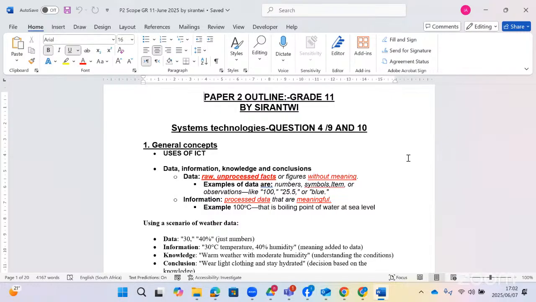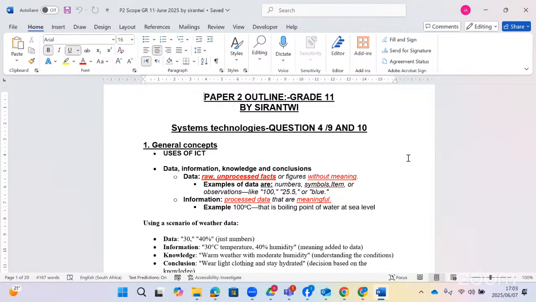Now, so we start with the first one, that is the system technologies. So from term 1, what have we learned under system technologies as a grade 11 learner? These are the topics that were covered under system technologies. Now, system technologies comprises the ICT, the hardware, the software, the data and information, and then some key concepts as well. Right. Now, we start with the first one.